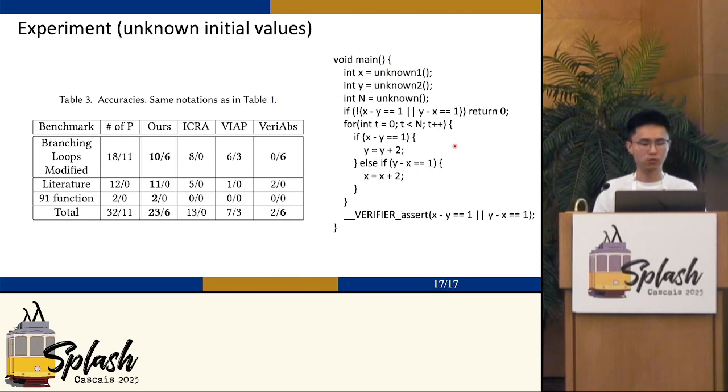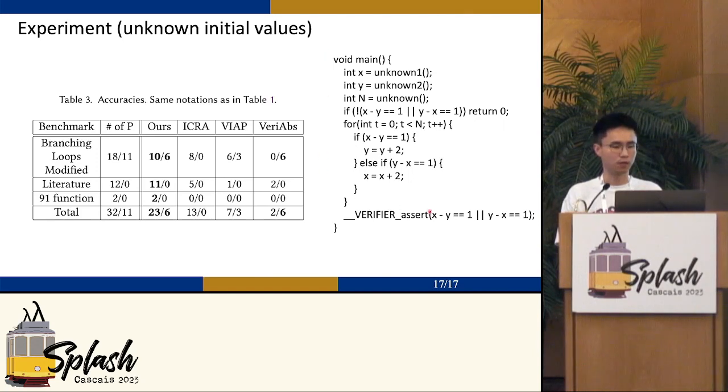This table shows the results where all the benchmark programs contain unknown initial values. The notation is similar to the previous table, and the program on the right is an example in the benchmark. So that's all for my talk. Thank you.